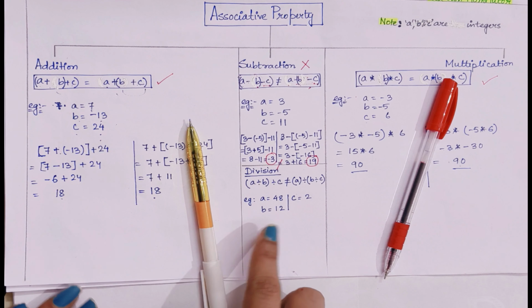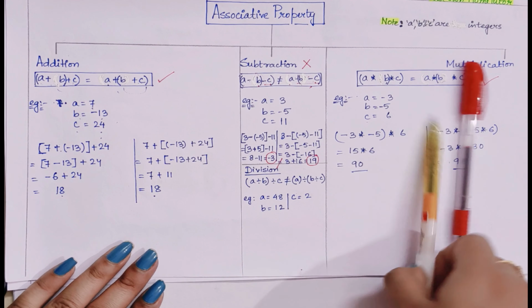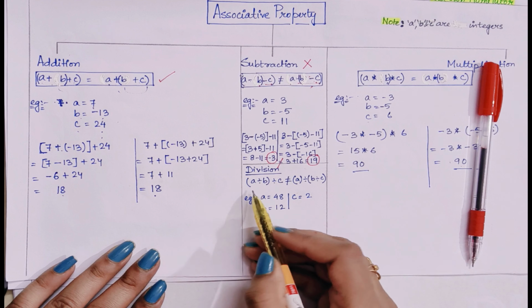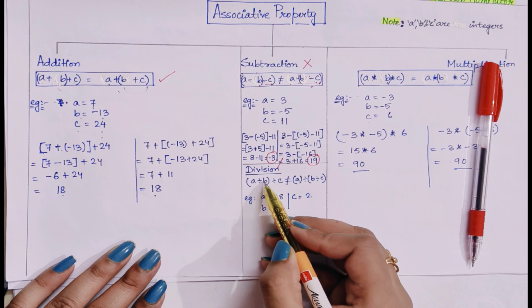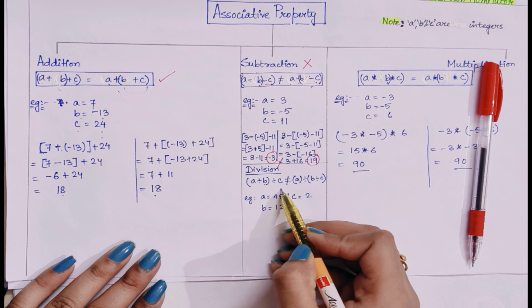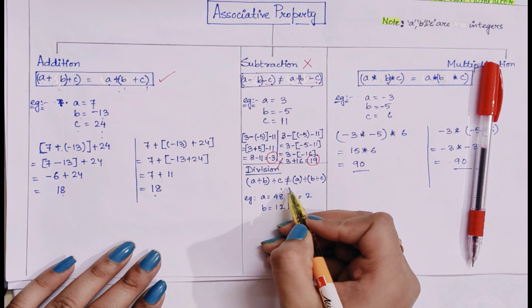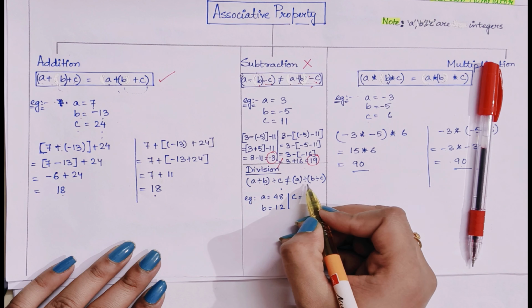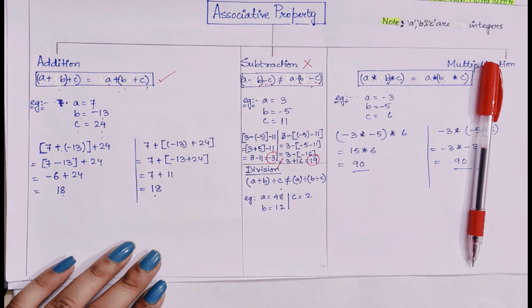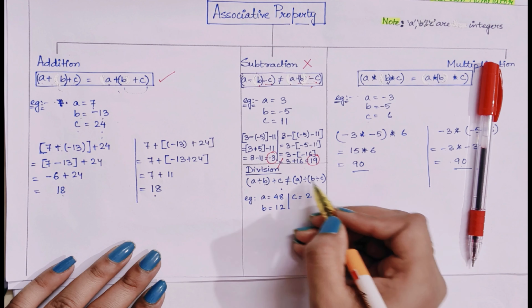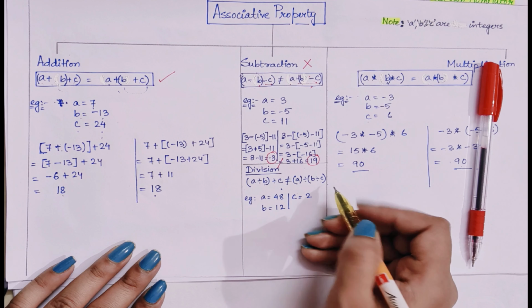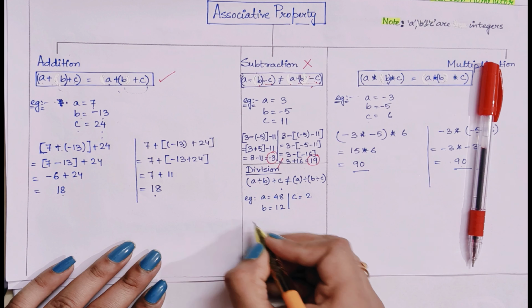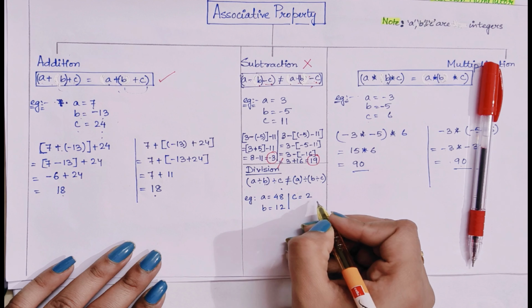Let us have a look at division. Now, if I divide the first number with the second one, and whatever quotient I get, I have to divide that with the third number or integer. That should be equal to the result which I obtain after dividing the second integer with the third integer and taking their quotient and dividing the first integer with that. So let us see. A is 48, B is 12, C is 2.